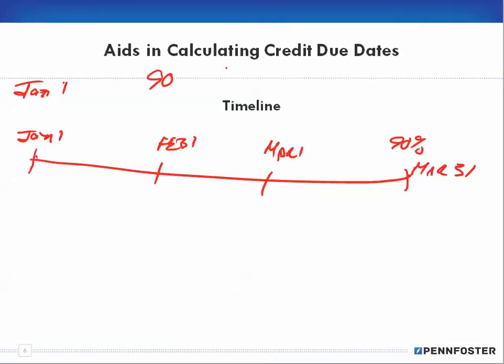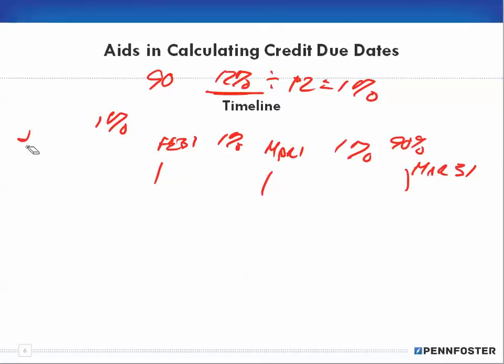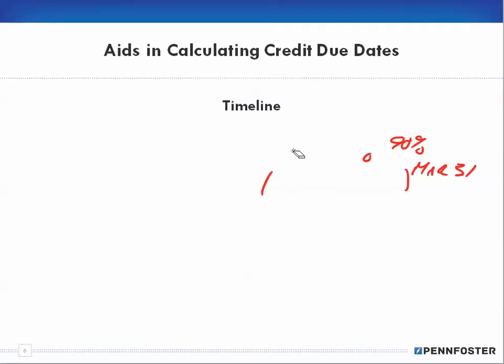And let's say the percentage was 12%. Well, I would label this as 1%, 1%, and 1%, for the simple reason that 12% divided by 12 months is equal to 1% a month. So you see how I'm using the line to label everything so I can get more of a visual representation of what my problem is. That's why I use the timeline.